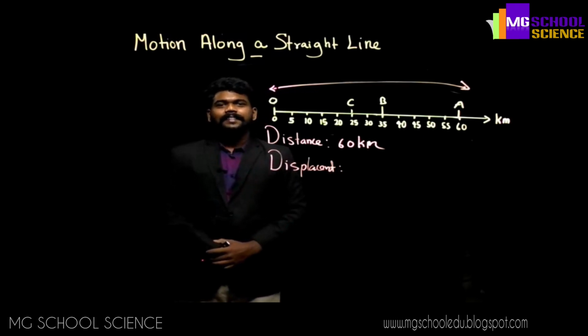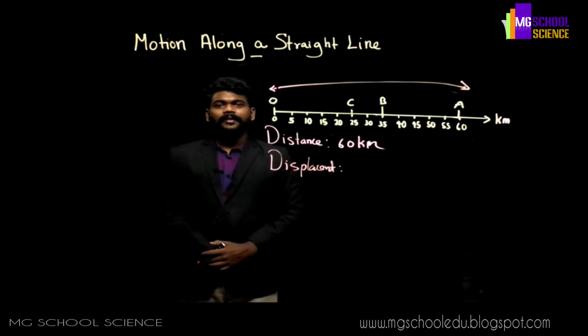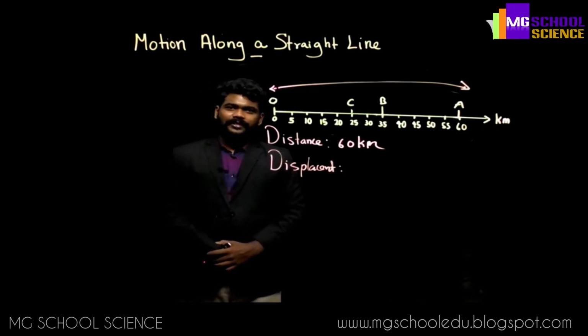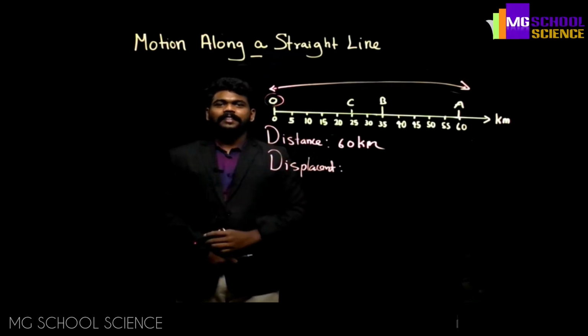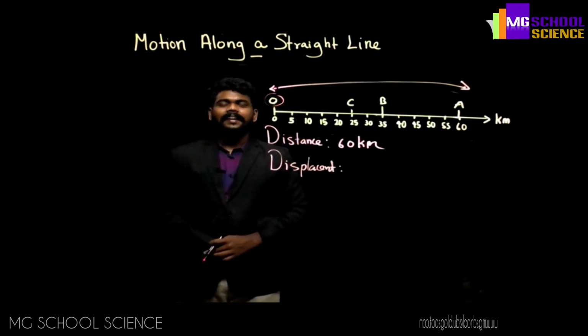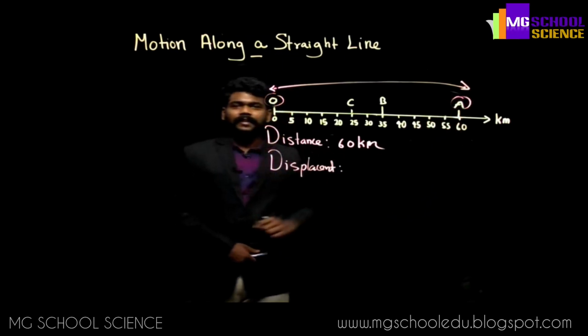We know that displacement is nothing but the shortest distance traveled from the initial position to a final position. Here, which is the initial position? This is the initial position. That is, O is the initial position, right? Now, which is the final position here? A is the final position.